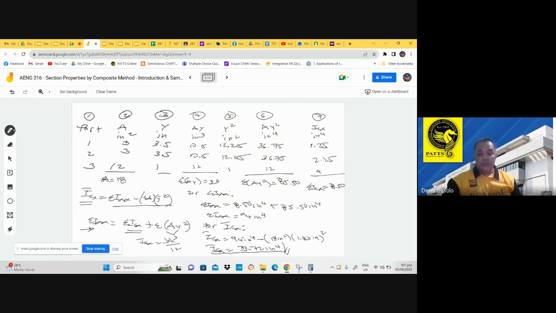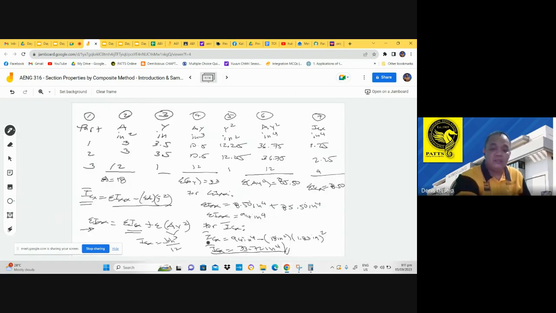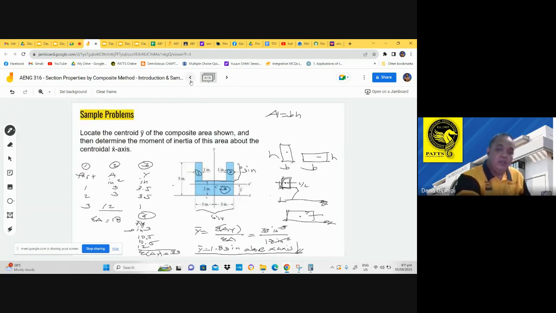So that is our final answer for the required of this problem. So what was required? What is the y bar? That is 1.83 above the x-axis. And what is the moment of inertia of the area above about the centroidal x-axis? So that's the axis of x equal to 33.72 inch to the fourth. Okay.